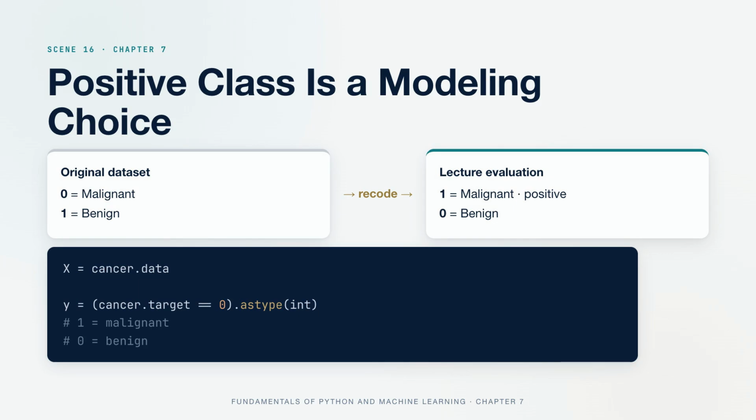For this lesson, we will recode the target so that 1 means malignant and 0 means benign. This makes recall for the positive class represent the proportion of malignant cases detected by the model. Recoding is not required to train logistic regression, but it makes our medical error discussion and metric formulas easier to interpret. The class definition must always be documented clearly.